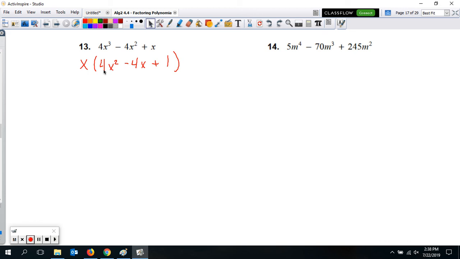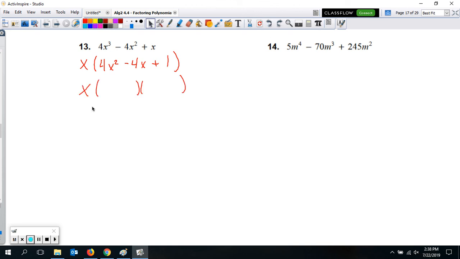But you might want to recognize that this is a perfect square trinomial, because if you do a times c, the 4 times the 1, that does give you 4. And the special number here, 2 times 2 is that 4, and then 2 plus 2 is this 4 here. So it is a trinomial square.